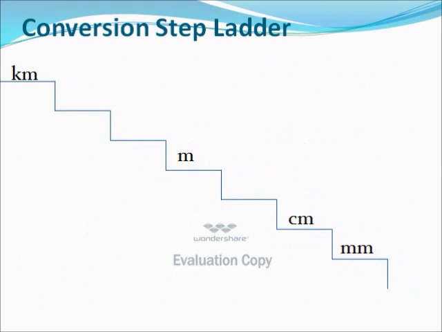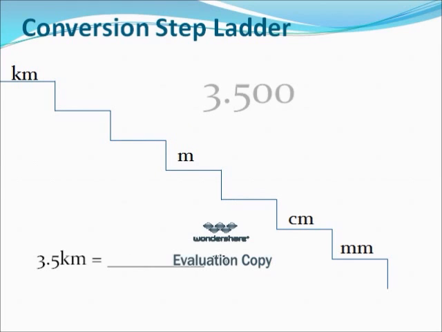So let's do some practice problems. Here's our conversion stepladder, and our first one we're going to do is 3.5 kilometers, and how many meters does that equal? Or another way of asking, how many meters are in 3.5 kilometers? So we have our 3.5, and I've added 2 zeros, and you're going to see why here in a second. We're going to start up here at kilometers, and we're going down the stepladder.